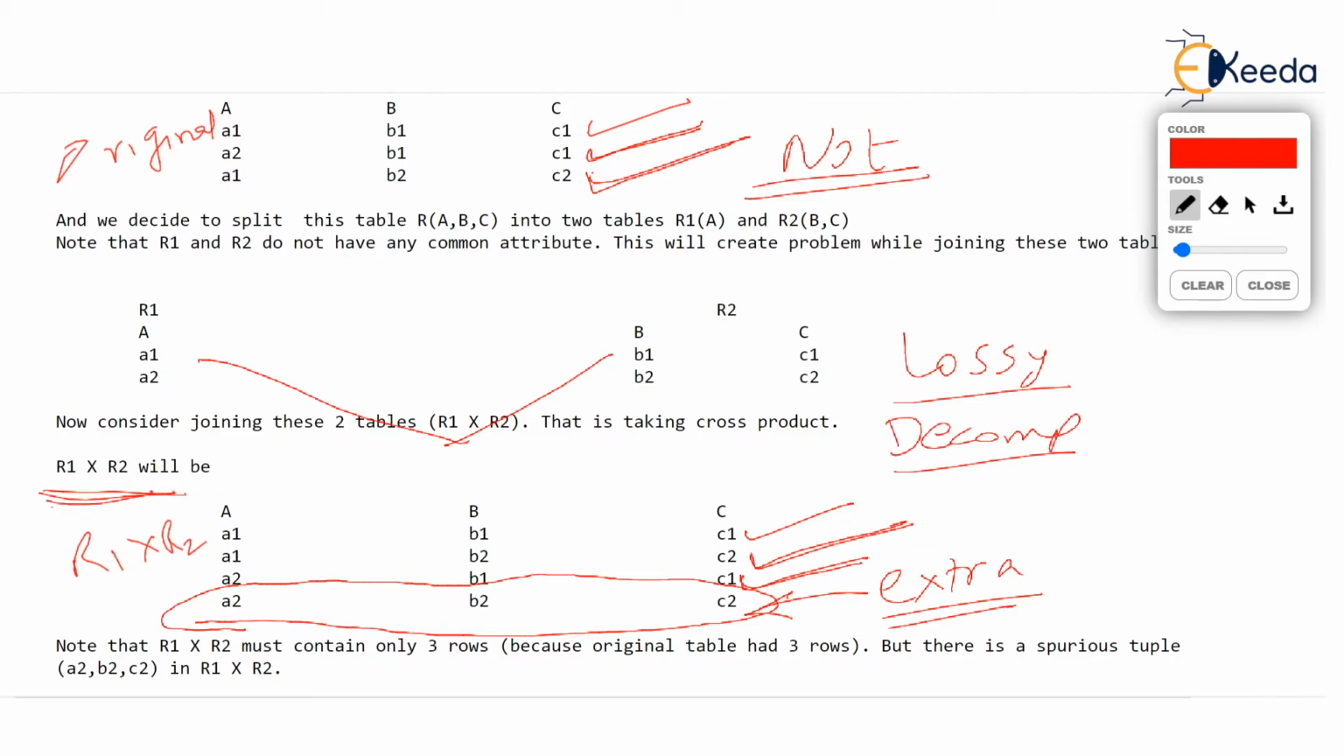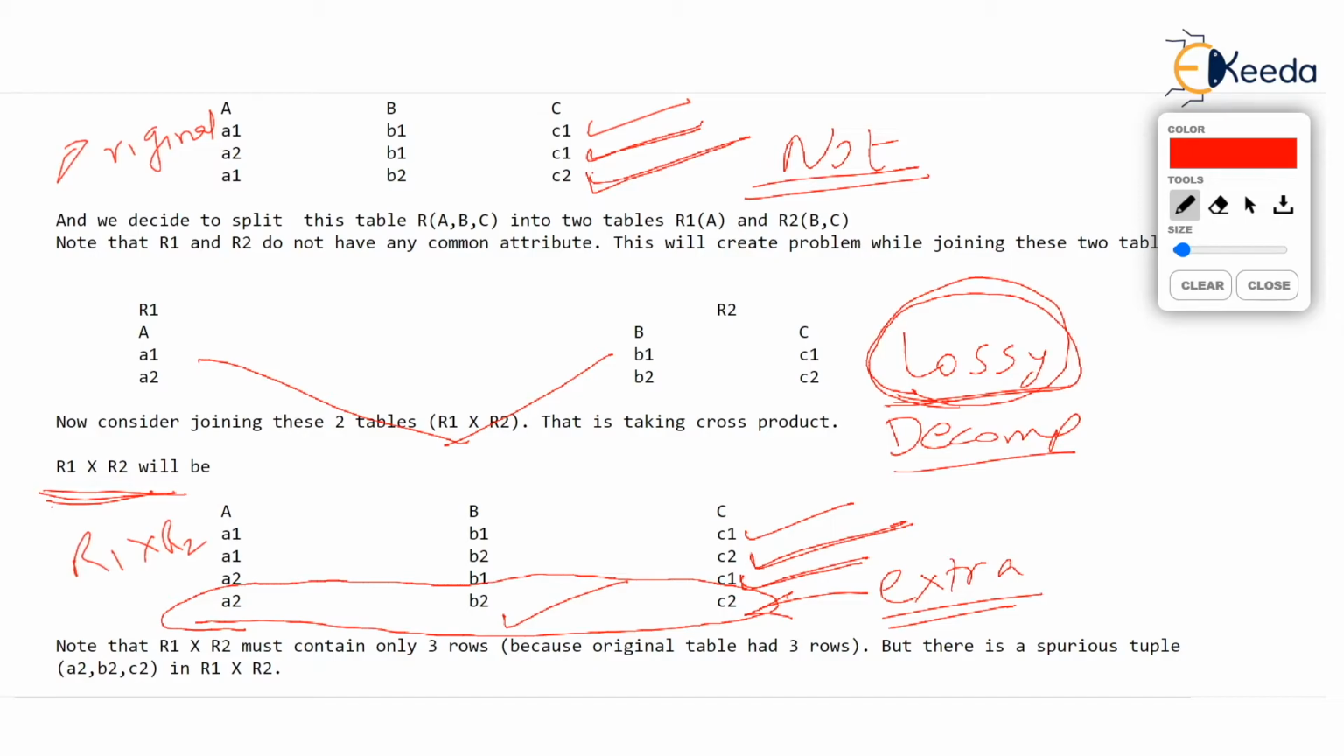Now, this word lossy is many times confusing. People think lossy means we are going to lose some rows. We are going to miss out some rows from the original table. No, no. We get all the rows from the original table, but we get some extra rows. In fact, we get more rows. That's what the word lossy means. Lossy means actually we are getting spurious tuples, spurious rows as compared to the original table.